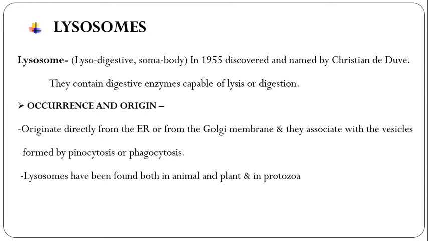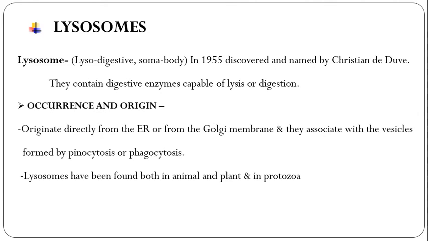Lysosomes have been found in both animal and plant cells and also in protozoans. In bacteria there are no lysosomes, but the so-called periplasmic space found between the plasma membrane and the cell wall may play a role similar to that of lysosomes.